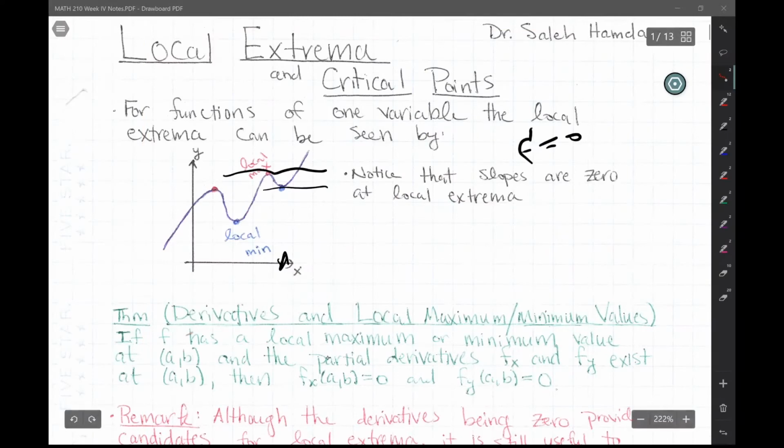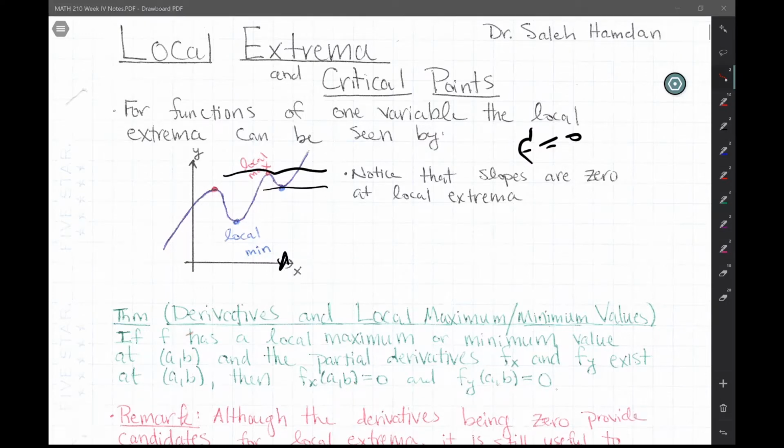So how do we find these local extrema in a setting where we're dealing with functions of two variables? Well, this theorem is going to help us. If f has a local max or min at the point (a, b), and the partial derivatives exist at the point (a, b), then the partial derivatives are 0 at that point (a, b). Both the partial derivative with respect to x and the partial derivative with respect to y simultaneously have to be 0 at the point (a, b).